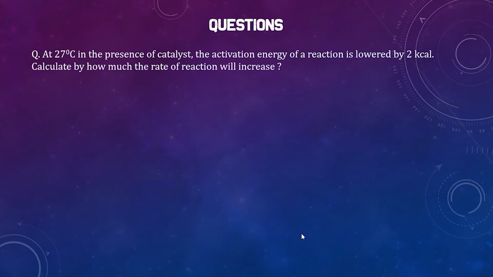At 27 degrees Celsius, in the presence of a catalyst, the activation energy of a reaction is lowered by 2 kilocalorie. Calculate by how much the rate of reaction will increase.